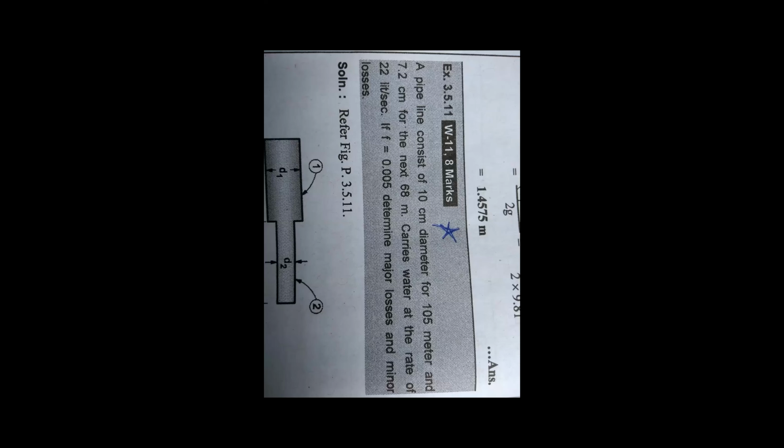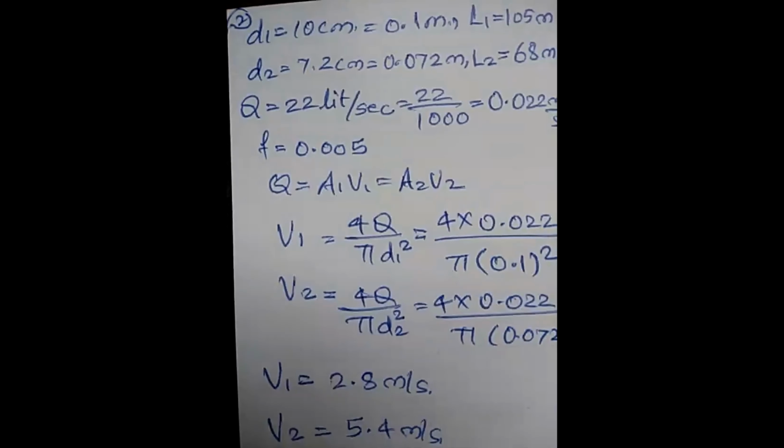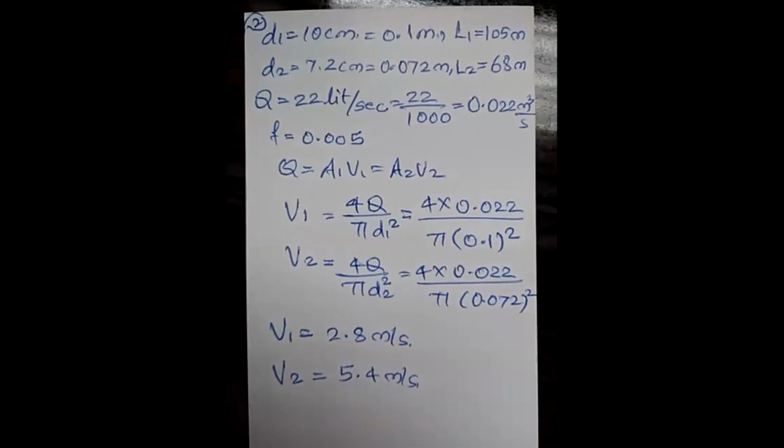So what is the value of V1? 2.8 meter per second. 2.801. And V2? 5.42. Yes, 5.4. So that means you have solved this numerical up to this point.